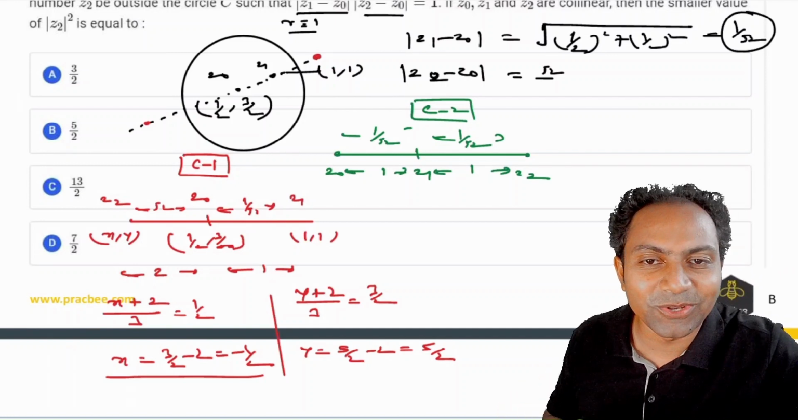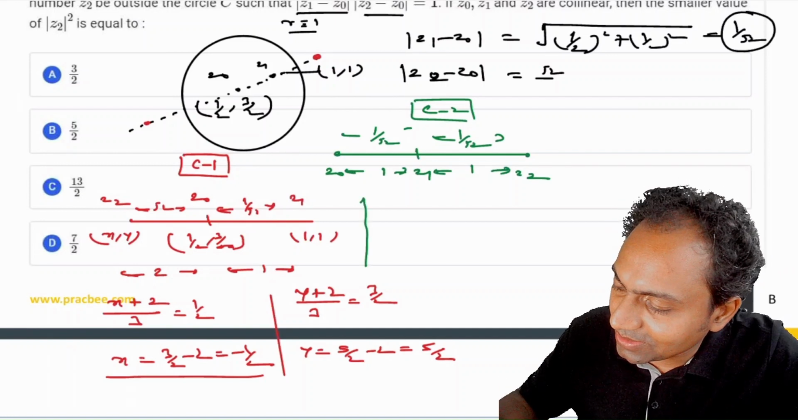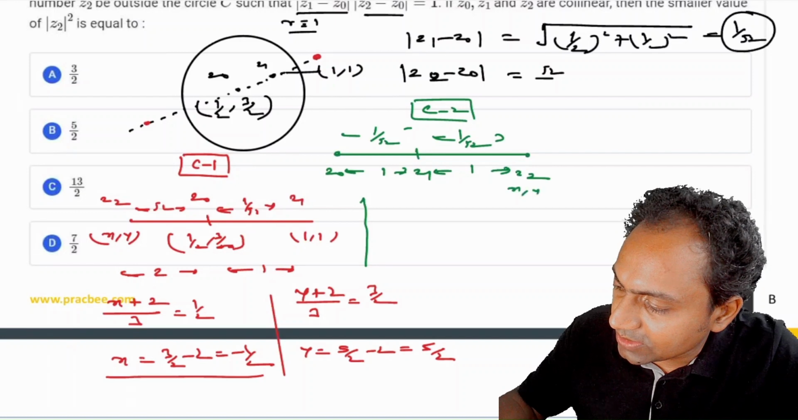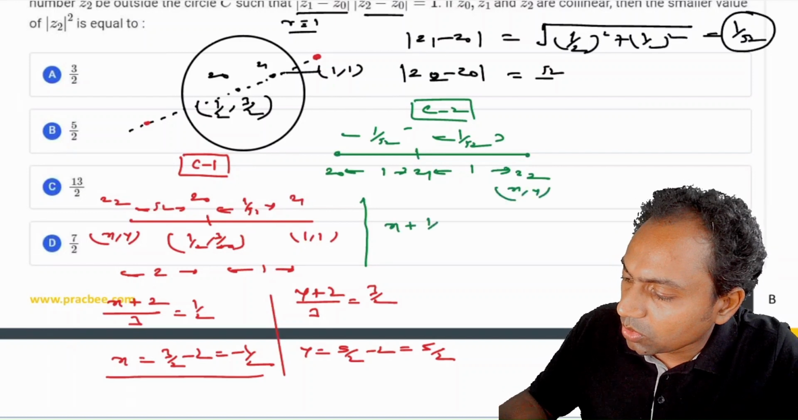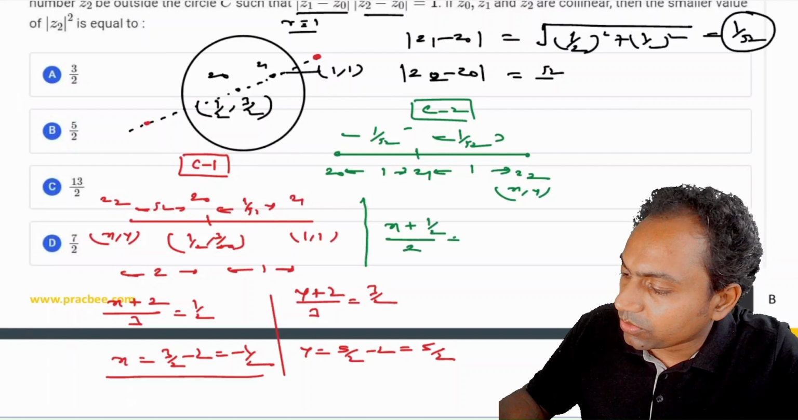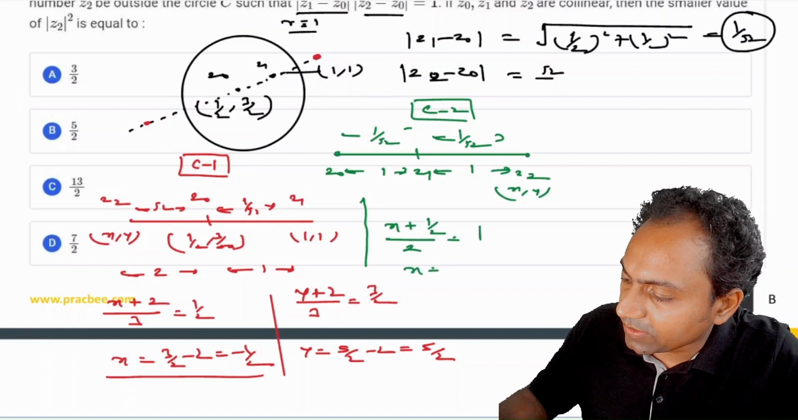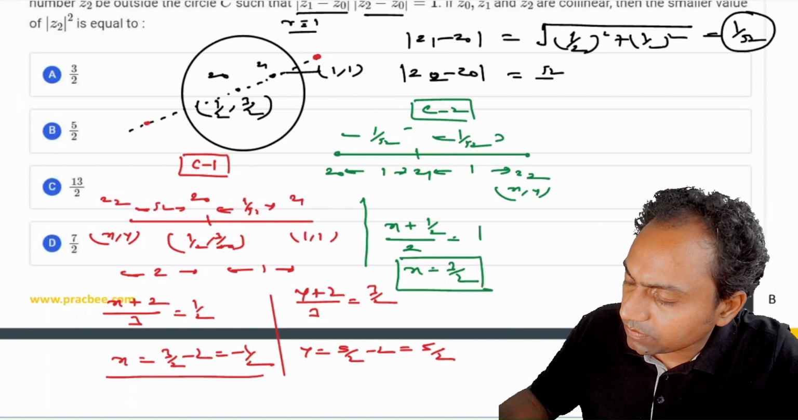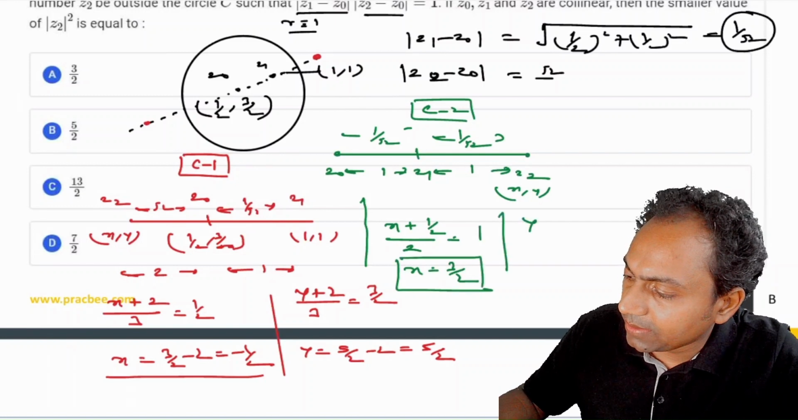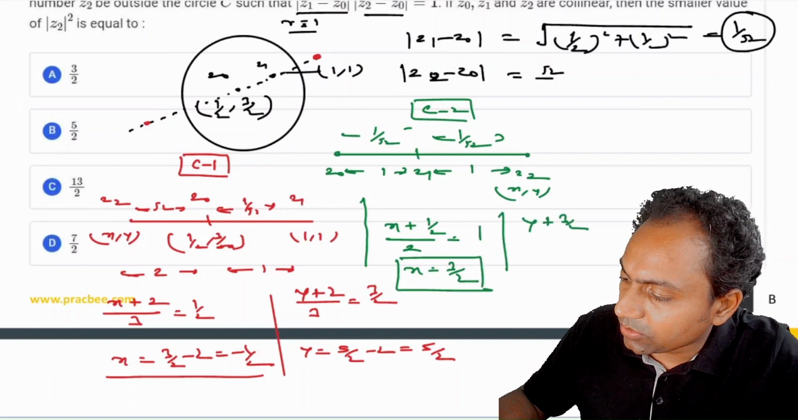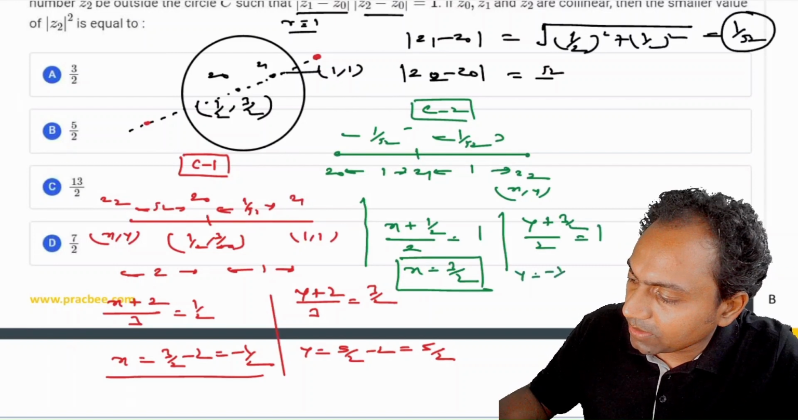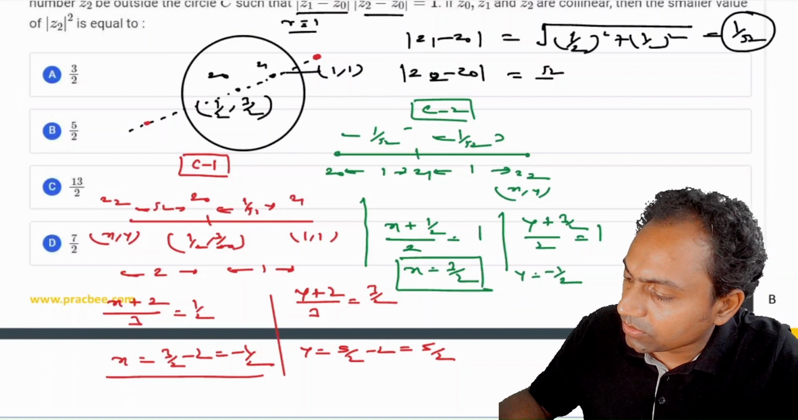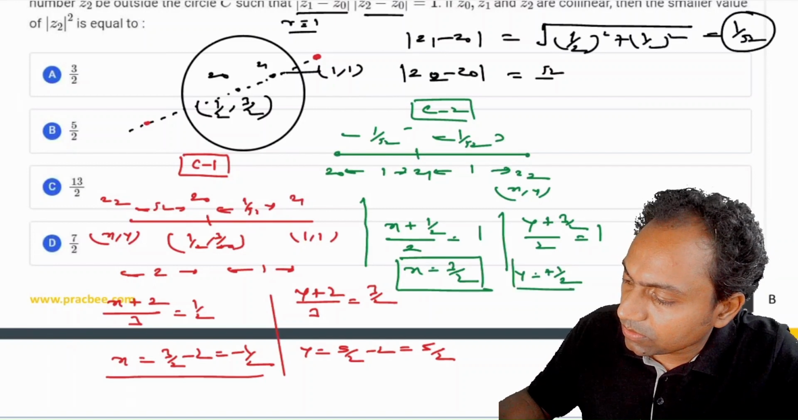So if I use this logic, again if I apply the distance formula, assume z2 as x comma y. So x plus 1 by 2 will be equal to 1. So the value of x comes out to be 3 by 2. And y plus 3 by 2 comes out to be 1. So y comes out to be nothing but minus 1 by 2. Sorry, plus 1 by 2.